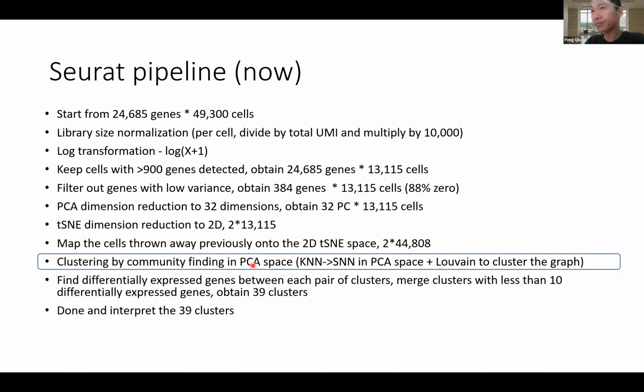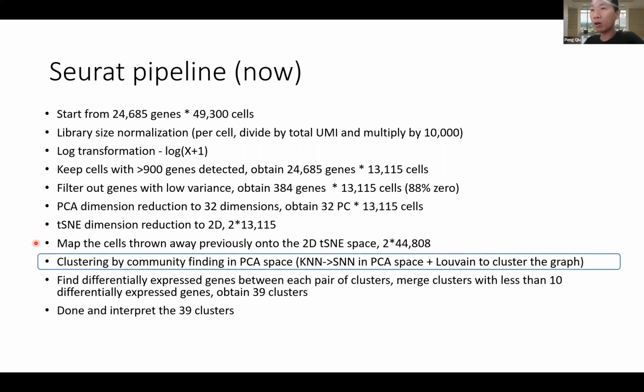So the whole procedure is that we start with raw data, we perform some normalization, library size and log, and then we filter genes and filter cells, so that we focus on the higher quality part of the data, and then PCA to reduce the dimensionality, and then a community finding algorithm to form clusters.